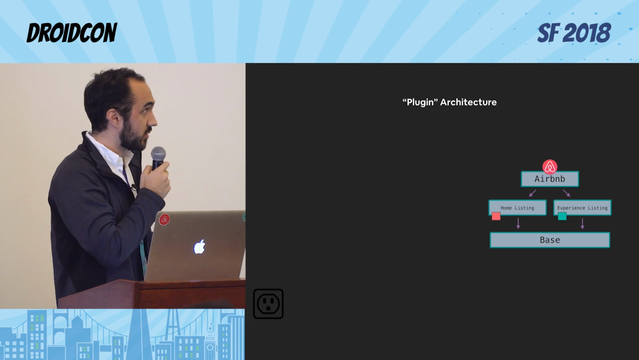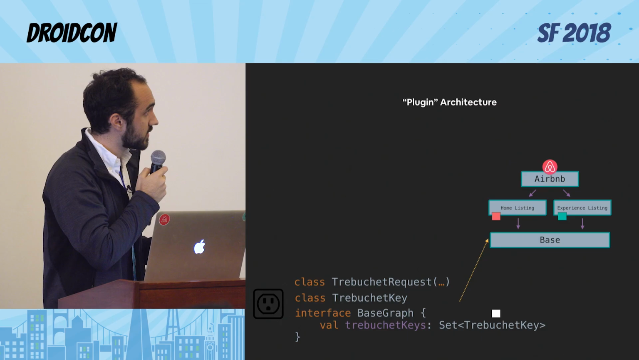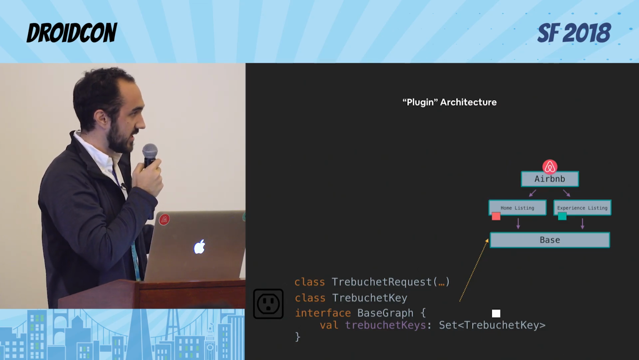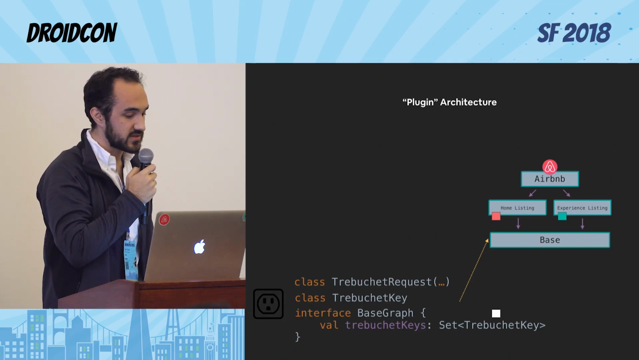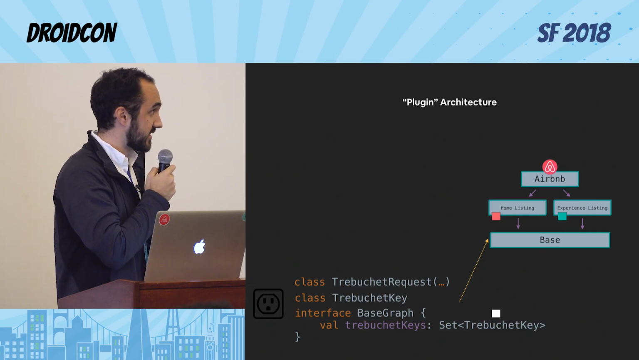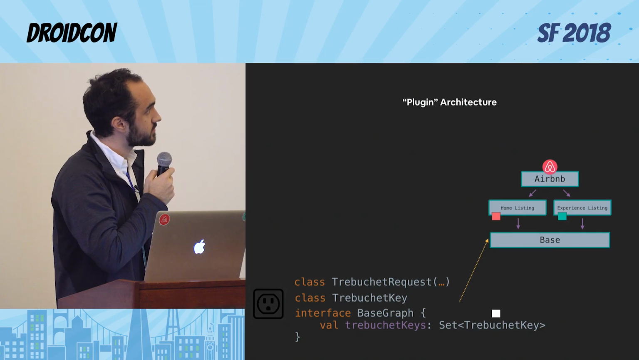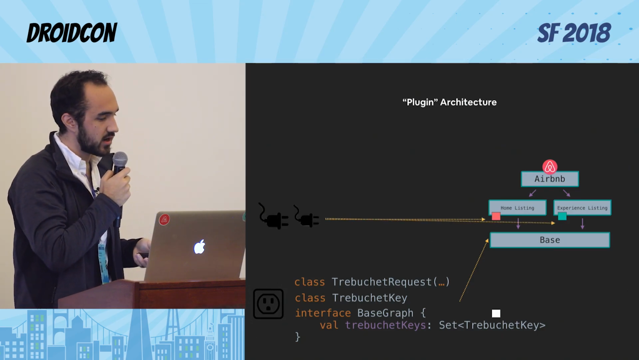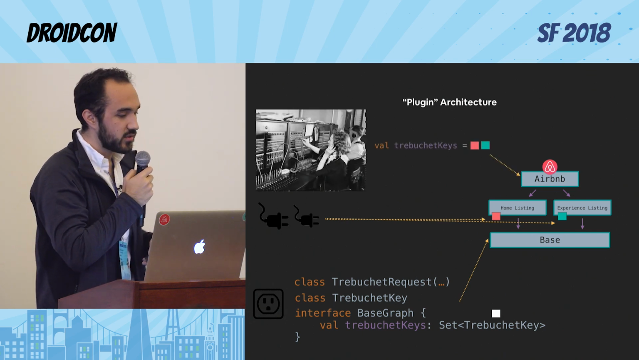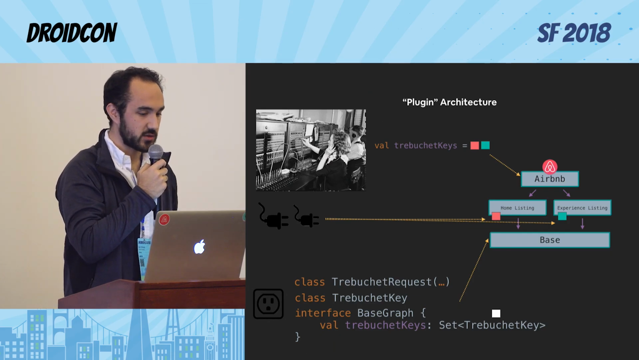So we can use a pattern called a plugin architecture. Our base module can declare some sort of interface. Think about it as a socket. And this socket is going to be this trebuchet key. And the base module will also say, I know of some interface, or I expect to be given some object that is going to contain a set of trebuchet keys. I don't know what those trebuchet keys are, but I know that I will get some set of them. The plugs are the trebuchet keys themselves, which are declared in every module. And then all the way at the top, you can think about it as some sort of operator that tries to find all the modules in your app and construct the actual instance of your set.